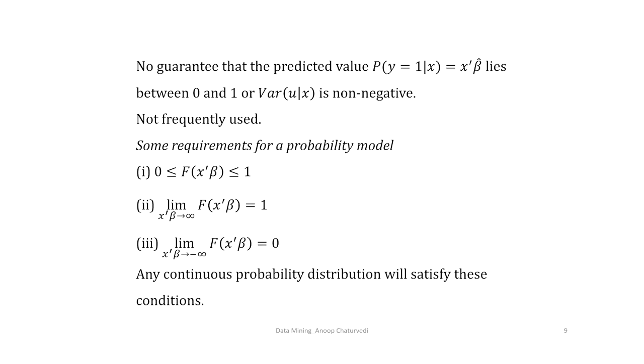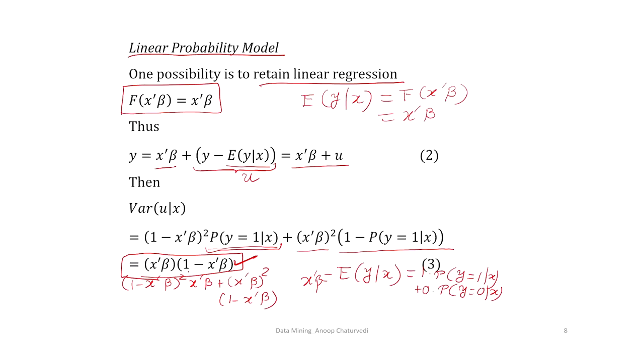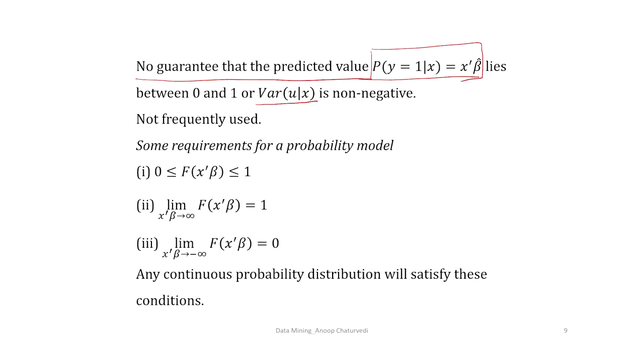Now, if you are using linear probability model, then there is no guarantee that the predicted value, which is x transpose beta hat, lies between 0 and 1. Say, suppose you are estimating beta by beta hat, then there is no guarantee that this quantity lies between 0 and 1. Further, variance of u given x can be negative also. Look at this expression. Say 1 minus x transpose beta or x transpose beta may be negative also. So, that is why we do not use linear probability model in classification problems. It is not frequently used.